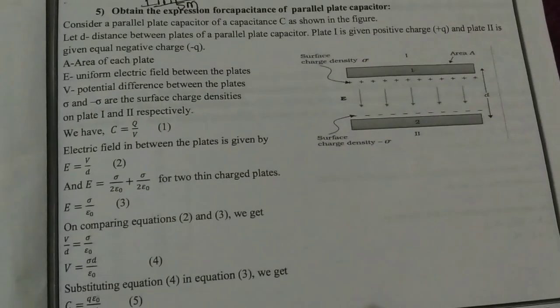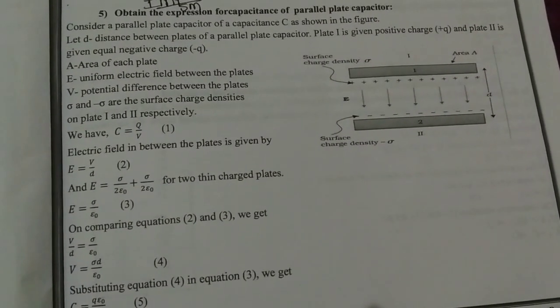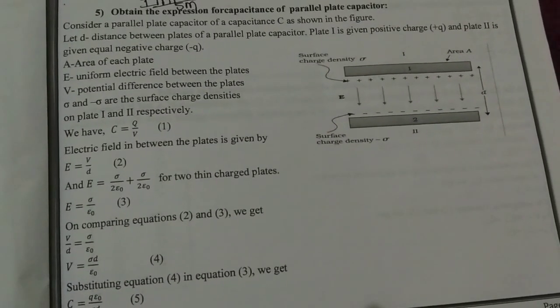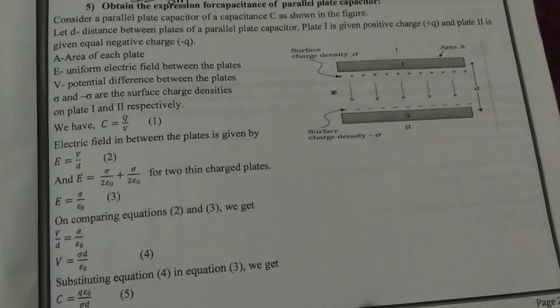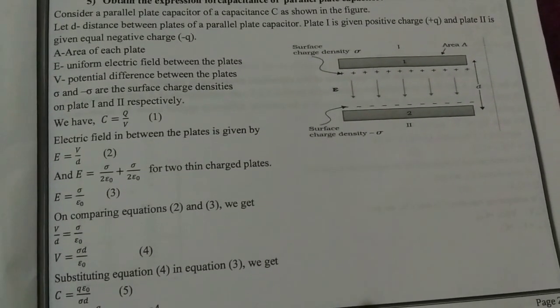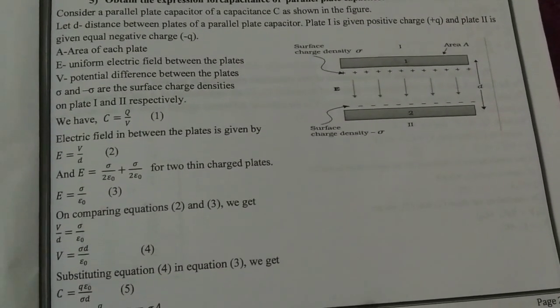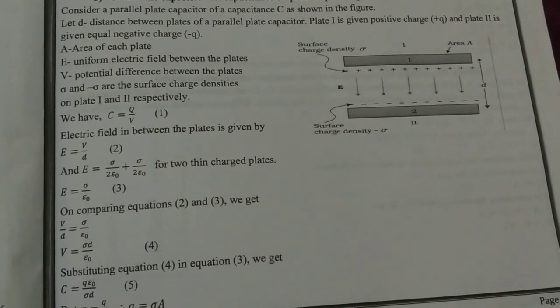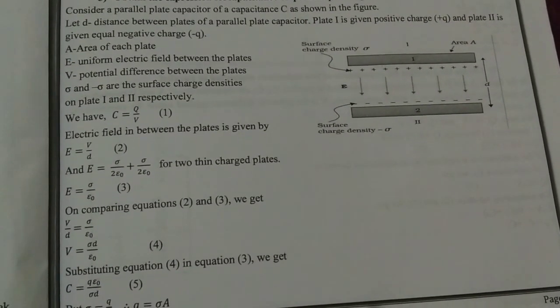We have capacitance is equal to charge by voltage, that is C is equal to Q by V. Equation 1. Electric field in between the plates is given by E equal to V by d. This is equation 2. And E is equal to sigma by 2 epsilon naught plus sigma by 2 epsilon naught for two thin charged plates, that is E is equal to sigma by epsilon naught.